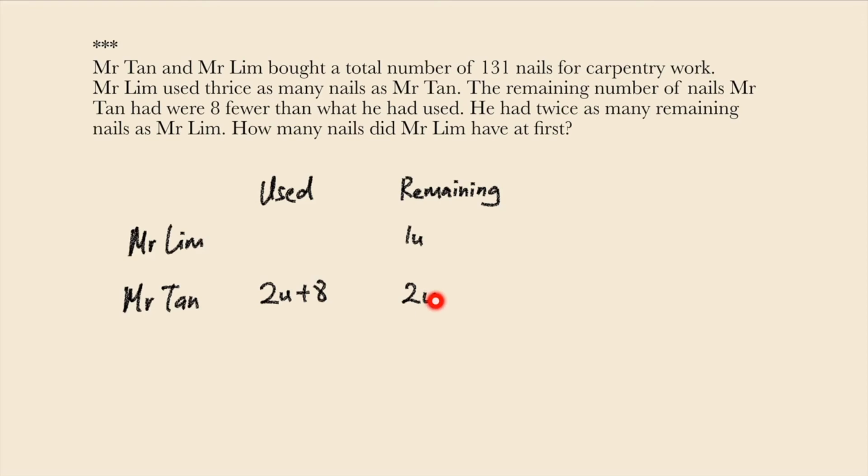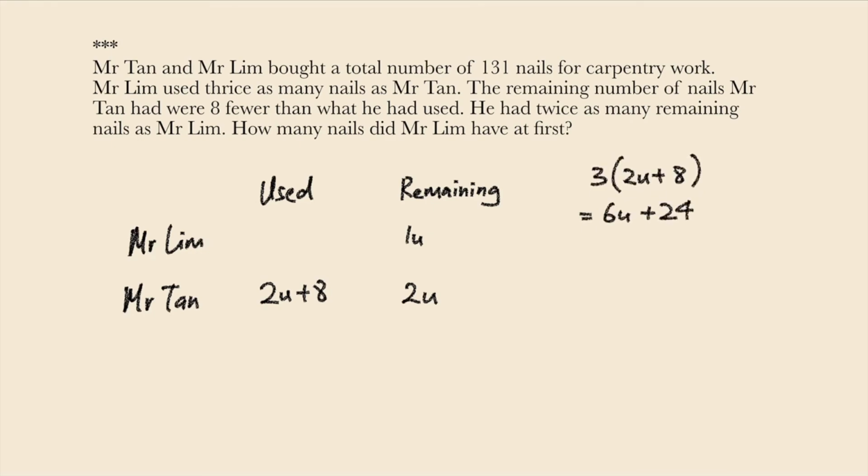And hopefully that makes sense here. What's remaining was 8 fewer than what he used, which is to say what he used was 8 more than what he had remaining. Then work backwards again. Mr. Lim used 3 times as many as Mr. Tan. So 3 times of whatever this is. Okay, now what's 3 times of 2u plus 8? The slow way to do it is just to add 3 times. 2u plus 8, 2u plus 8, 2u plus 8 and add everything up.